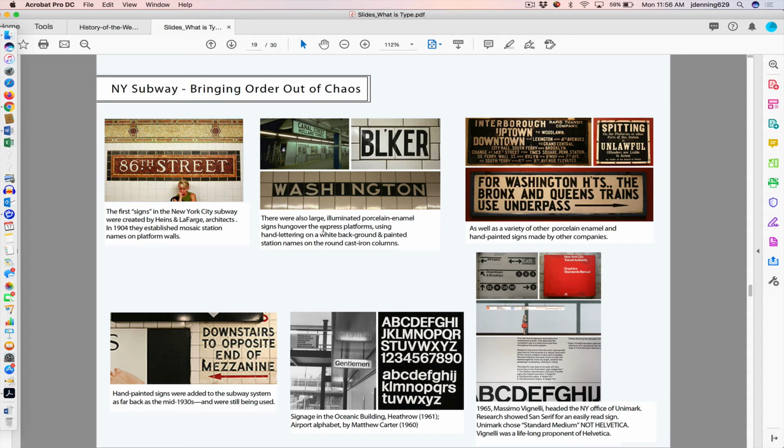And it made the subway experience much more clean and simple. People could understand where they were and where they were going. And that is one thing that we'll talk about with typography, because it's really important in information design to create type that communicates really effectively.